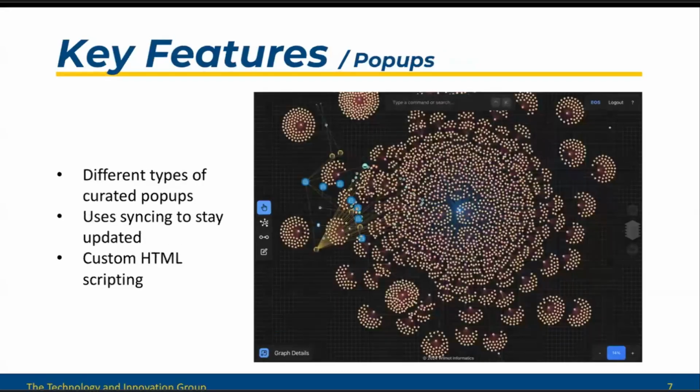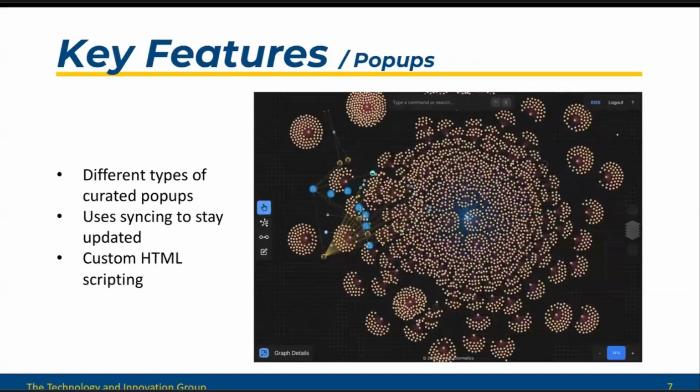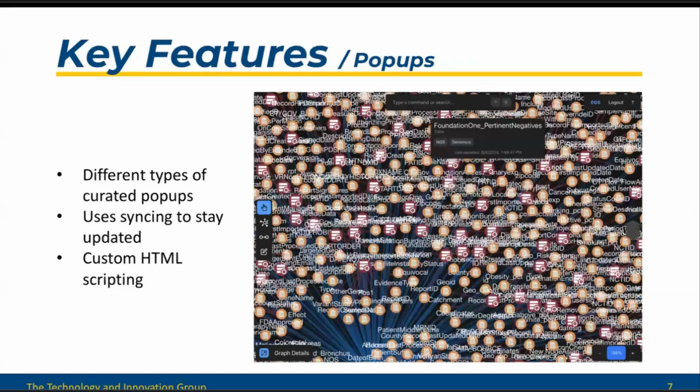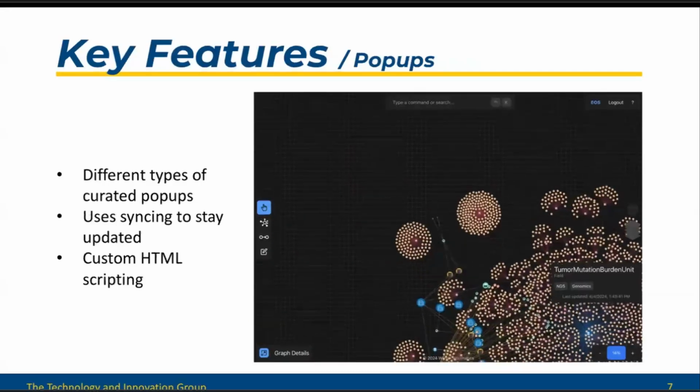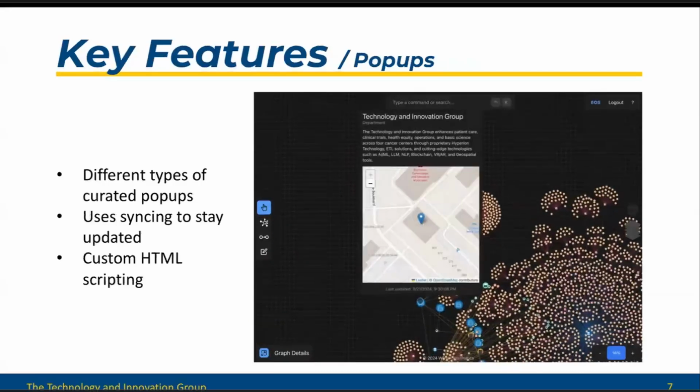Moving on, we have the pop-up feature, and this system was made to help enhance your interaction with the data on the graph after you've found it. As you can see in the video, whenever you click on a node, a curated pop-up will appear depending on the node type. For example, if you open up a table field, something curated will pop up, or when you open up a department node, maybe the map of where the department is located will appear.